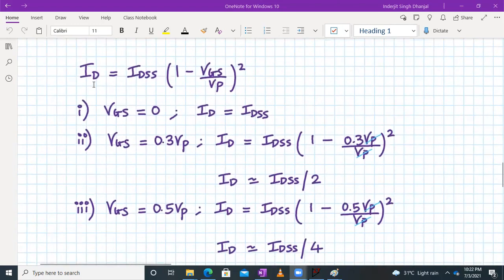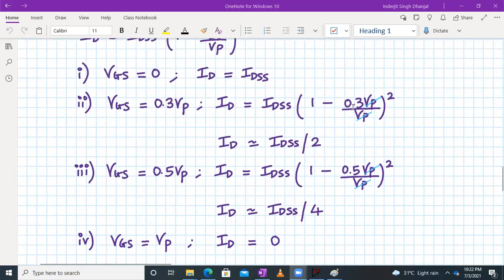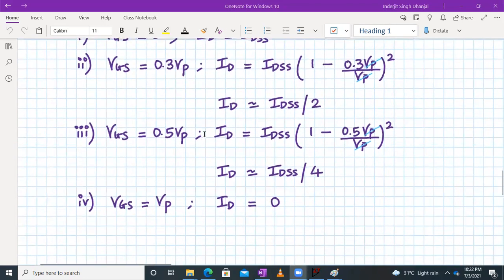We got it from here. So we remember this formula, ID is equal to IDSS times (1 minus VGS upon VP) the whole square. So when VGS is 0, ID will be equal to IDSS. When VGS is 0.3 VP, if you work it out, you will get ID equal to IDSS by 2 approximately. And when VGS is equal to 0.5 VP, ID will be equal to IDSS by 4. And when VGS is equal to VP, ID will be 0.